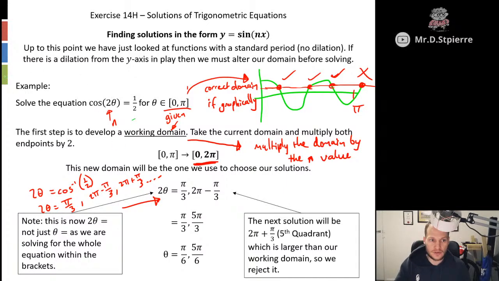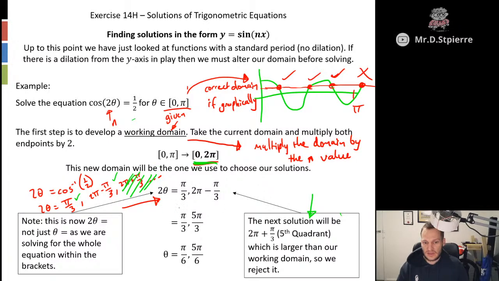Which ones do we actually accept? Well, we look at our now working domain. We can only accept things between 0 and 2 pi. Well, pi on 3, that's good. 2 pi minus pi on 3, that's just a bit less than 2 pi, so that's fine. 2 pi plus pi on 3 is obviously bigger than 2 pi, so we have to scrap it. And that's what this box here is talking about.